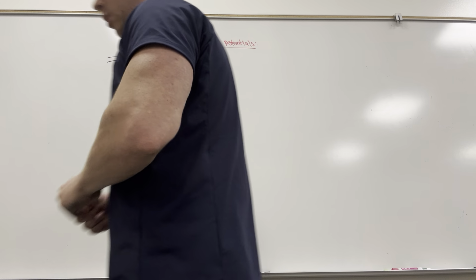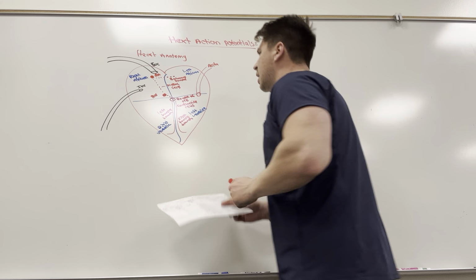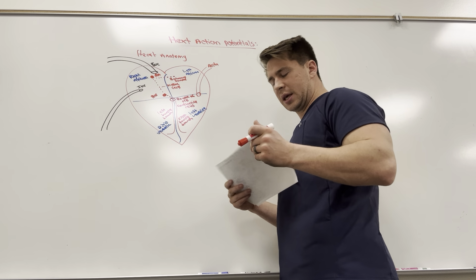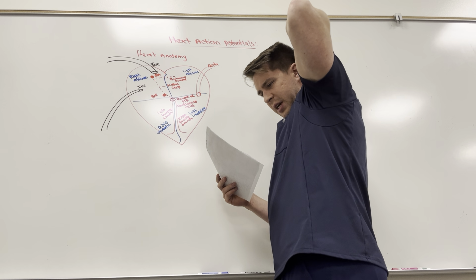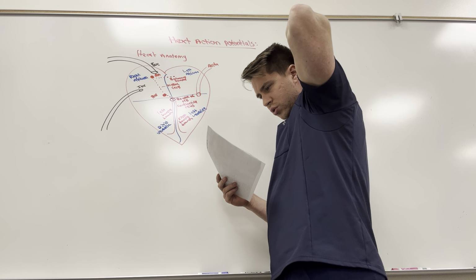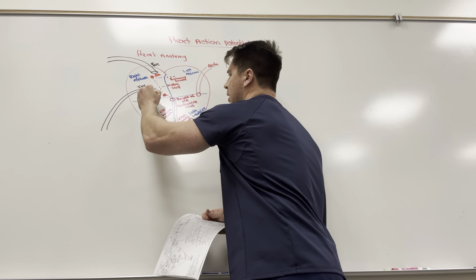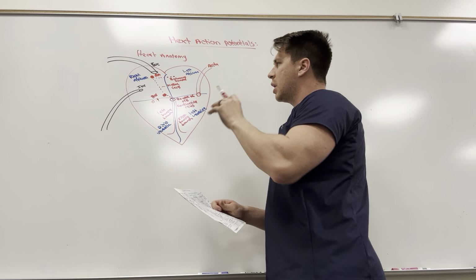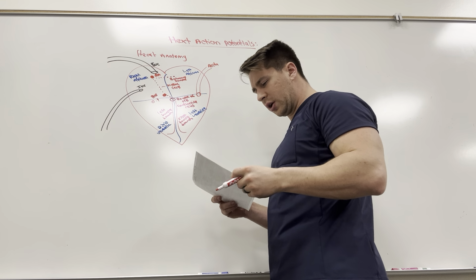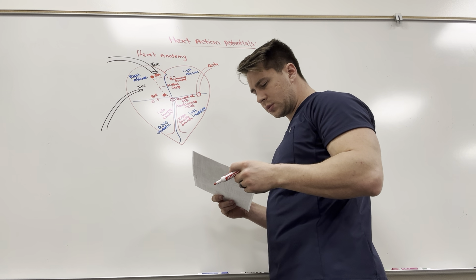Okay, let me make sure I got everything. Yeah, the SA node is also known as the pacemaker, so we want to make sure that we know that. The other thing is the AV node is going to be about 0.1 seconds behind the SA node, okay? So that's important to remember because the atrium is going to contract before the ventricles are going to contract.